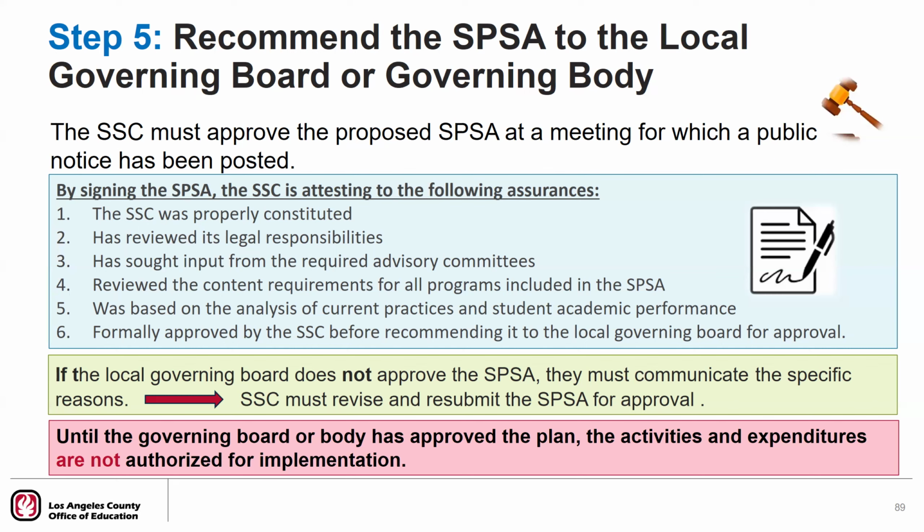If the local governing board does not approve the plan, they must communicate this determination to the school site council with the specific reasons why and ask the school site council to revise and resubmit for approval. Now, please keep in mind that the activities and expenditures in the SIPSA are not authorized for implementation until the SIPSA is approved by the governing board or body.